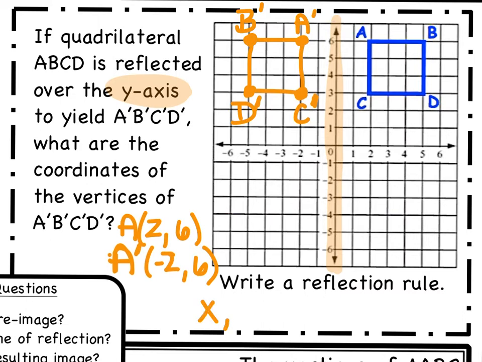Now I'm going to start off my reflection rule with the correct notation. So (x, y) gets transformed. And I noticed that in this case, the x's are the ones that changed. My x became negative and my y stayed the same. So this time my x is going to become -x and my y is going to stay +y. So you'll notice the difference: when you're reflecting over the x-axis, your y is the value that changes. When you're reflecting over your y-axis, your x is the value that changes.